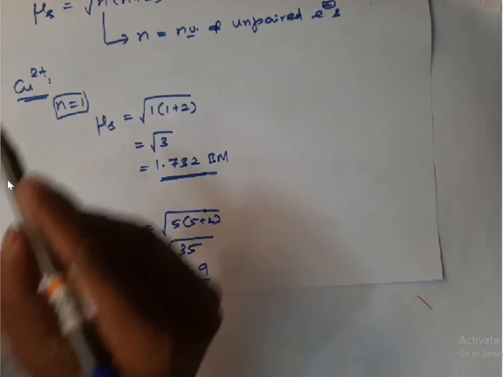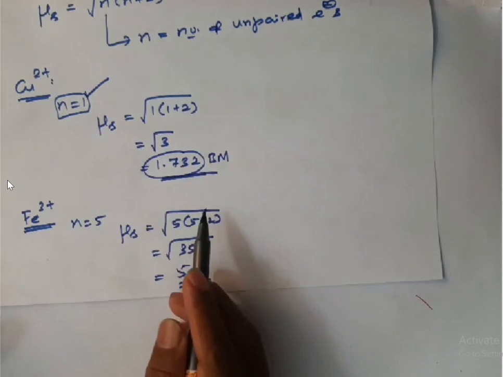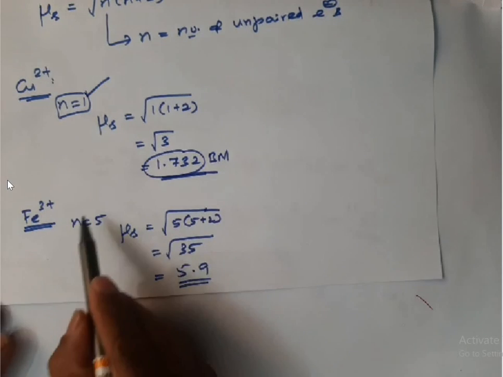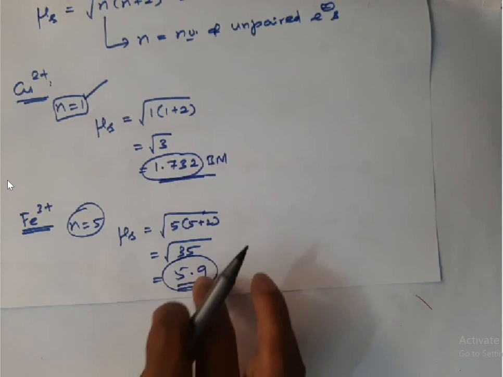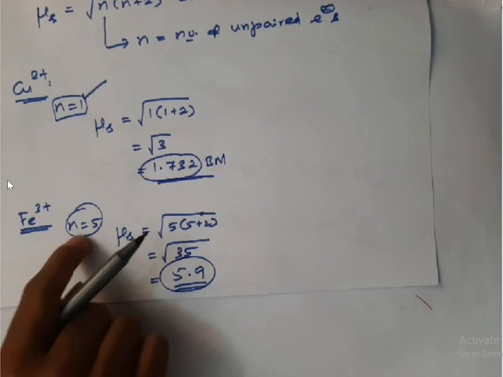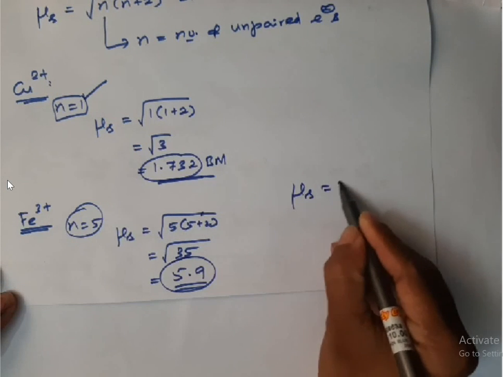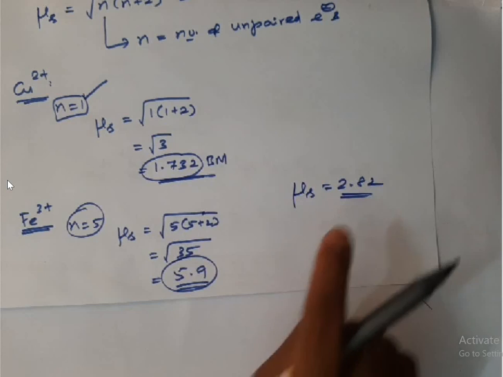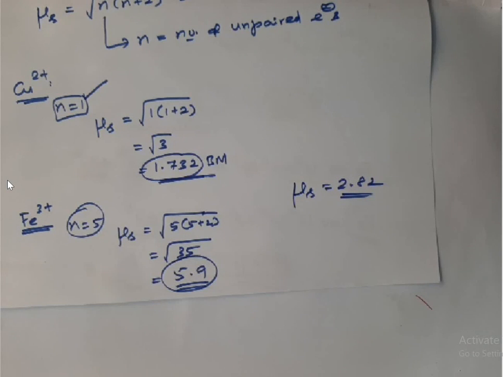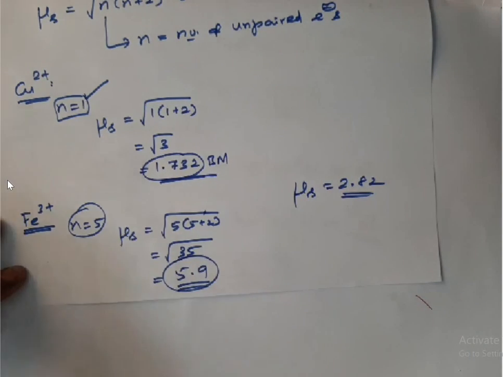And remember, see here, if the n value is 1, then the spin only magnetic moment is in the range of 1 point something. If the n value is 5, the spin only magnetic moment is in the range of 5 point something. So if the spin only magnetic moment is available, you can say how many unpaired electrons are present. Suppose a material has a spin only magnetic moment of 2.82. What does this indicate? 2 or 3 unpaired. No, not 3. If it is 3, the value should be 3 point something.